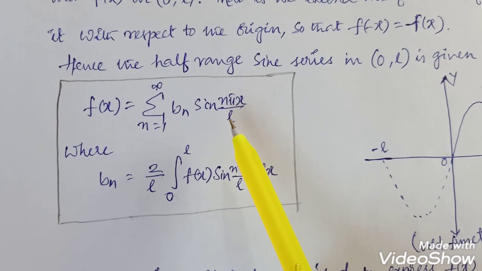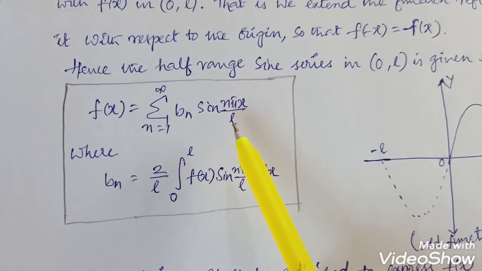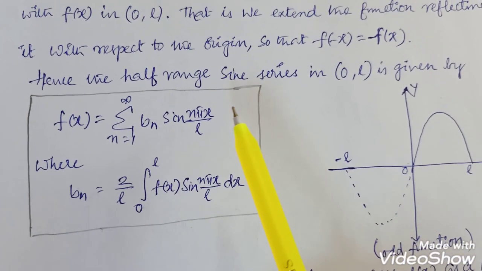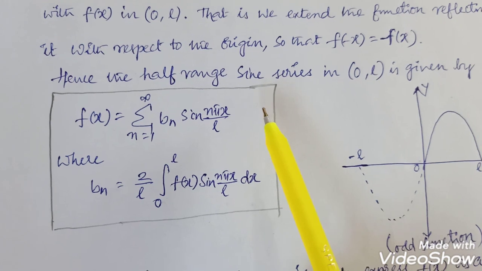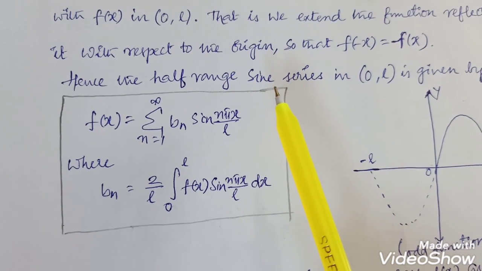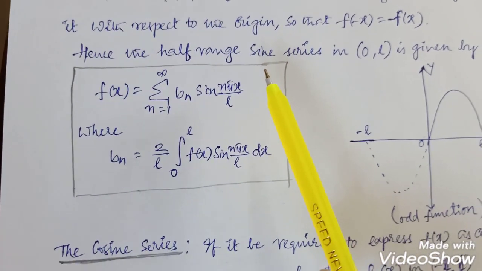This is how we can use these formulas to expand any given function f of x as a Fourier series in the given interval, that is 0, L. First we need to observe the interval given, and it starts from 0.